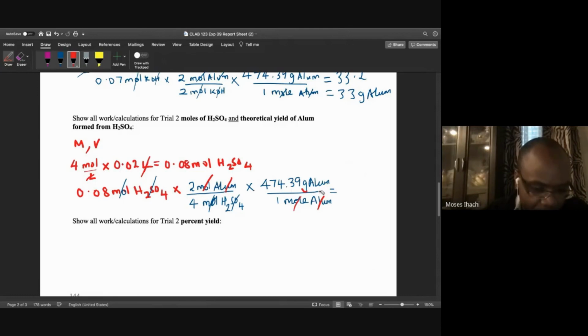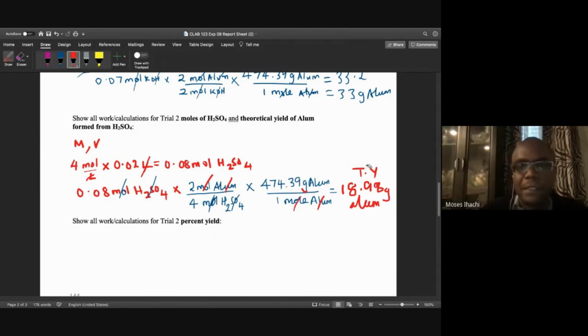So times 2 times 474.39. Okay, I'm dividing that by 4. So I'm getting the theoretical yield of alum to be 18.98 grams. That would be the theoretical yield of alum if sulfuric was limiting.